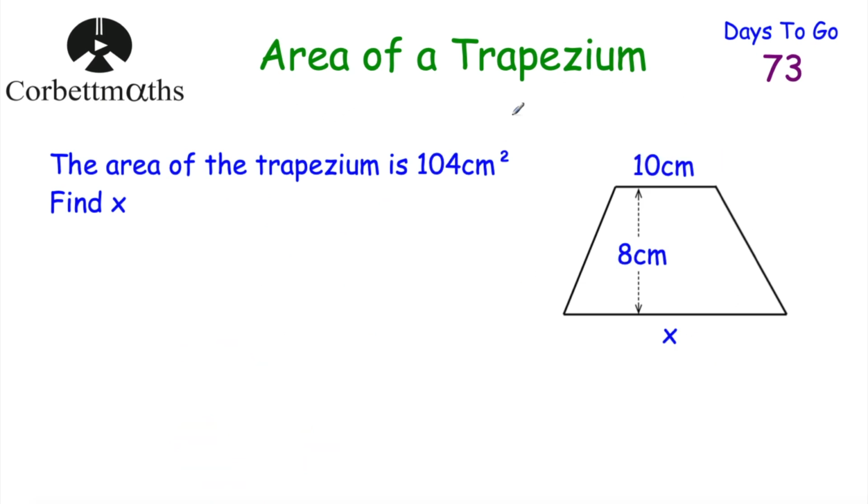Okay, this time we've been given another trapezium and we're told the area of the trapezium is 104 centimeters squared, and I would like you to find x, the length of one of the parallel sides. So feel free now to pause this video and to work out the length of this parallel side x. Okay, so let's write down the formula.